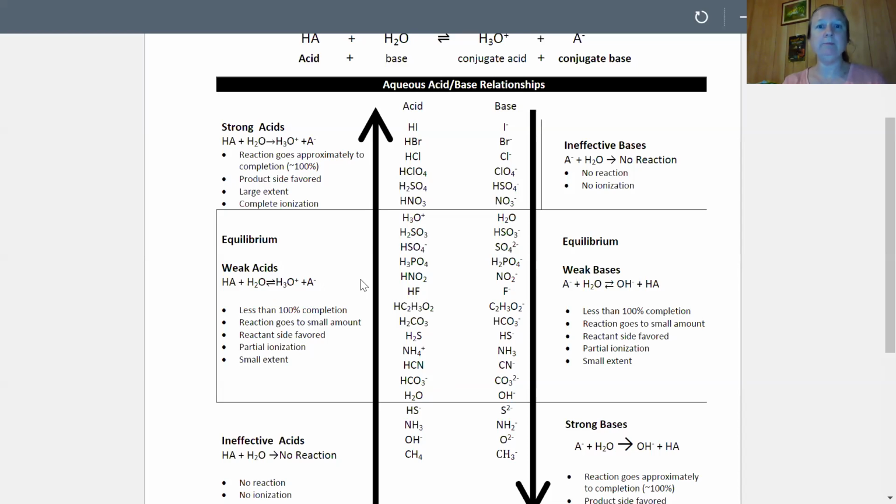When is it weak? If it is not one of the big 6, you consider it as weak. So you have to memorize the big 6. Chlorine, bromine, iodine are halogens right on top of each other, so the acids of those are strong. Perchlorate, sulfate, nitrate. So know those 6 are strong acids. And this is in the Canvas.